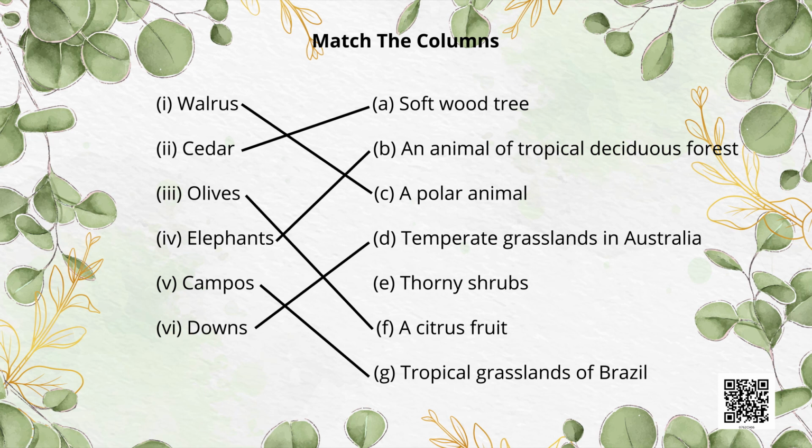Very good. So children, with this we come to the end of today's video. I'm sure you liked it and got to know a great deal about the different types of natural vegetation found in different regions of the world, their features and wildlife inhabiting there.